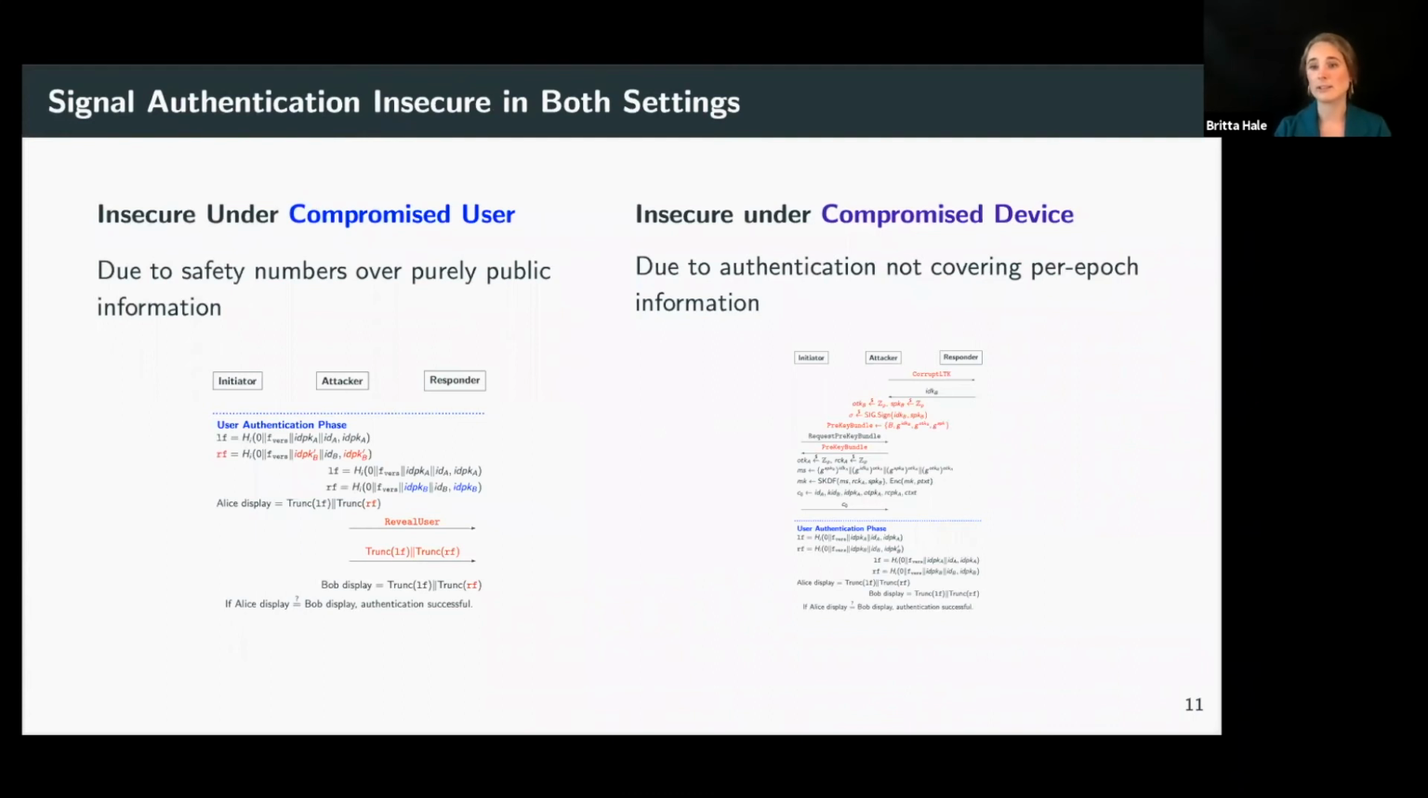Unfortunately, Signal is insecure in both the compromised user and compromised device settings, as has already been described in the attacks at the beginning of this presentation. In simple terms, this is because safety numbers are currently computed over purely public information and are not reliant on per epoch information.